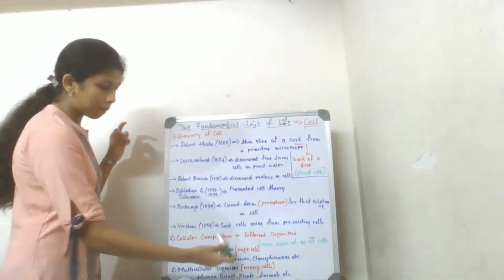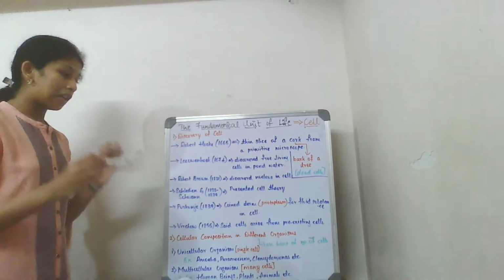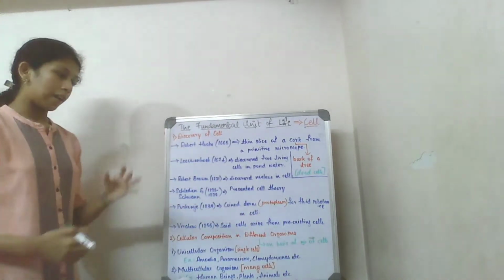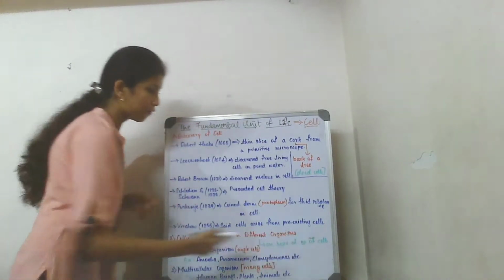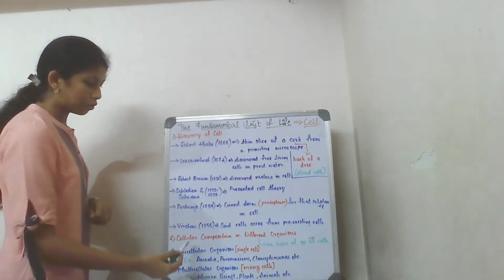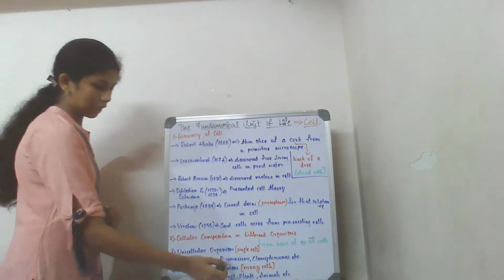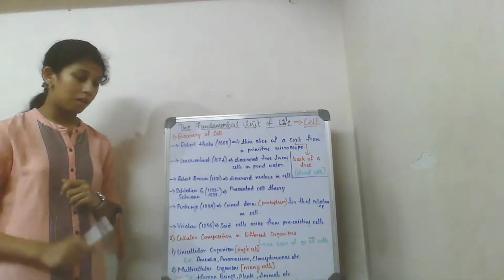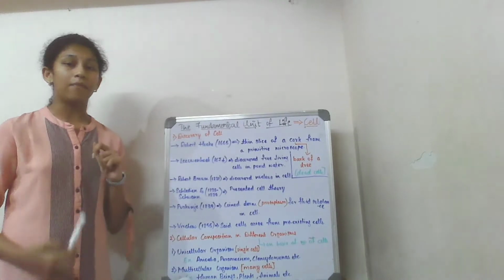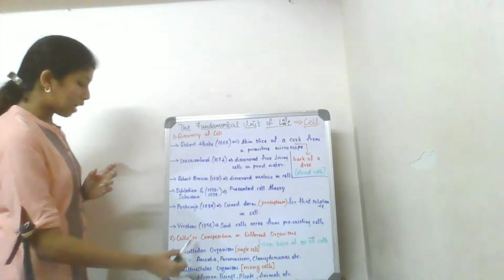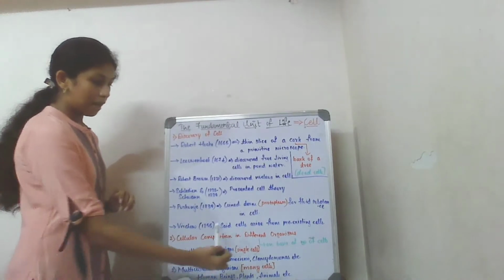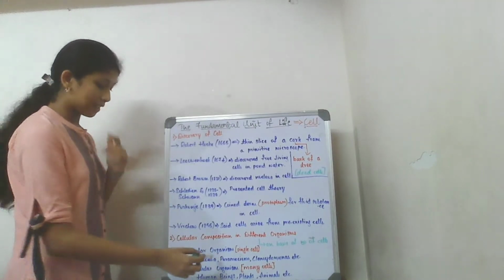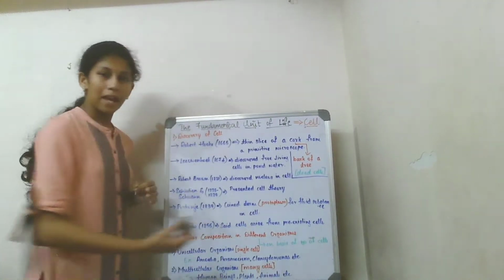So coming to cellular composition in different organisms, organisms are based on the number of cells. They are classified into two types, that is unicellular organisms and multicellular organisms. Unicellular organisms are made up of only a single cell, and multicellular organisms are made up of many cells. Examples of unicellular organisms are amoeba, paramecium, chlamydomonas, bacteria, etc. Examples of multicellular organisms are human beings, plants, animals, etc.